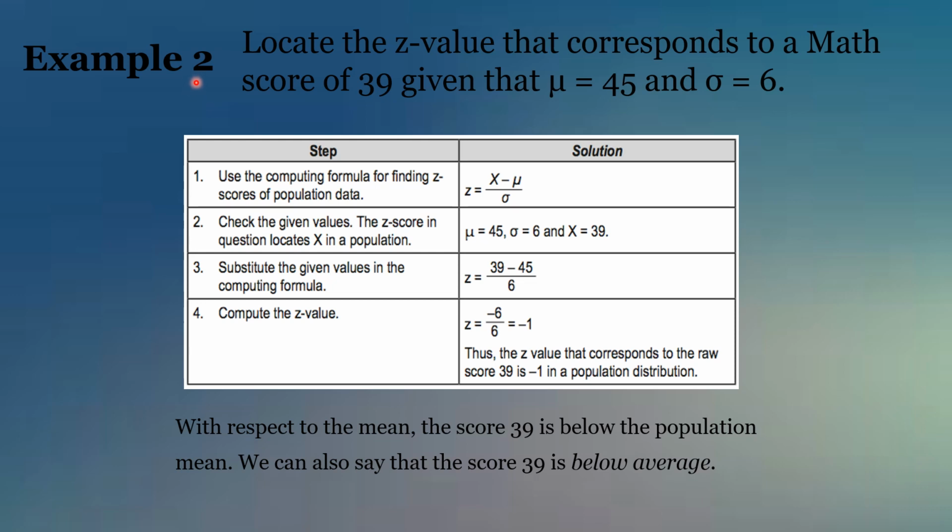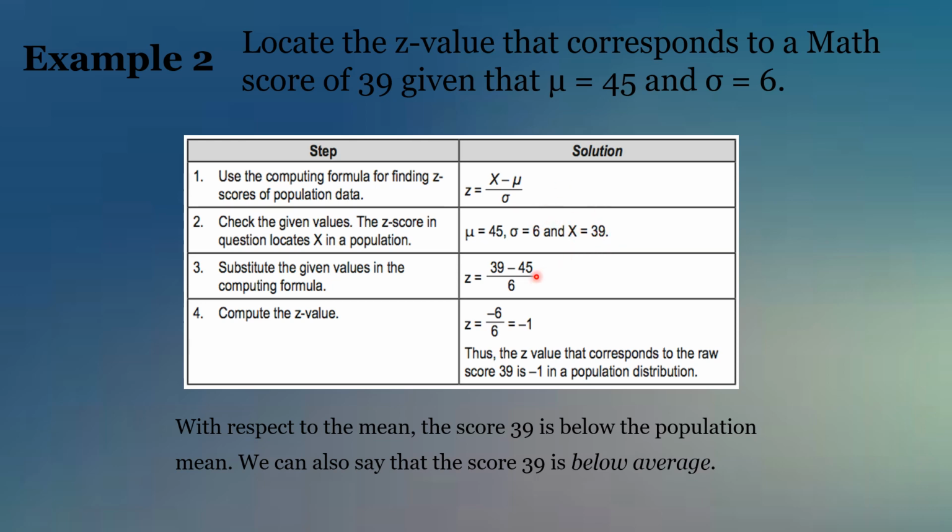Okay, so another example in computing the z-value or the z-score. Locate the z-value that corresponds to a math score of 39, given that the mean is equal to 45, then the standard deviation is 6. Okay, so first step, use the formula. Then check all the given values. So mean is equal to 45, standard deviation is equal to 6, and then the given score is 39.